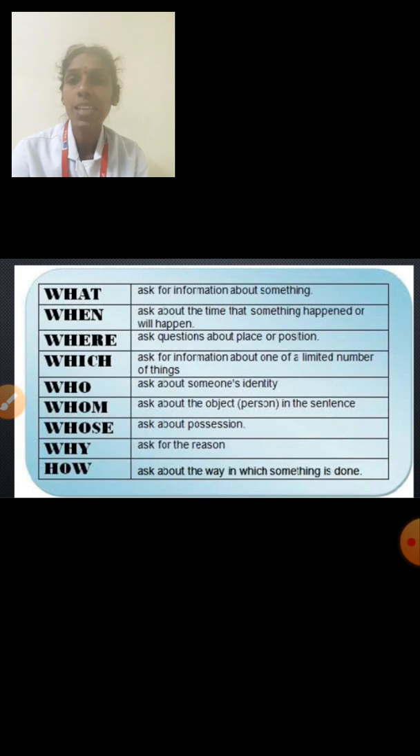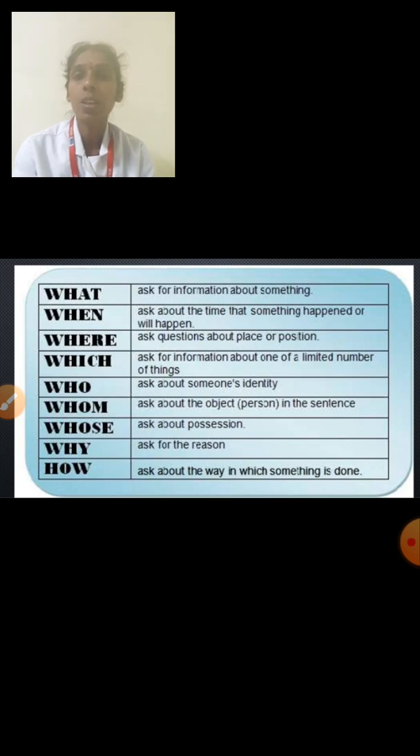What means asking for information about something. If we want to say anything, we ask a question. For that, firstly you use the word what, to ask for information about something. This is the main thing. Just learn these by heart and analyze them. For what questions we should use WH what.